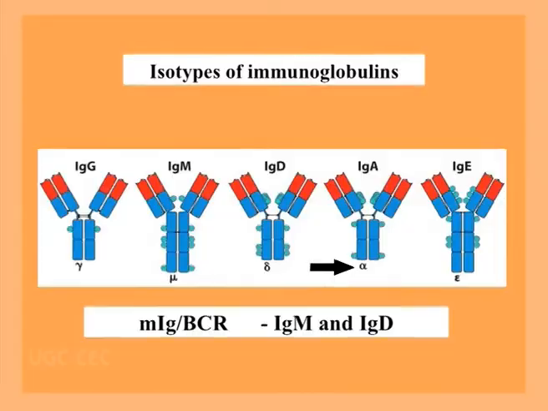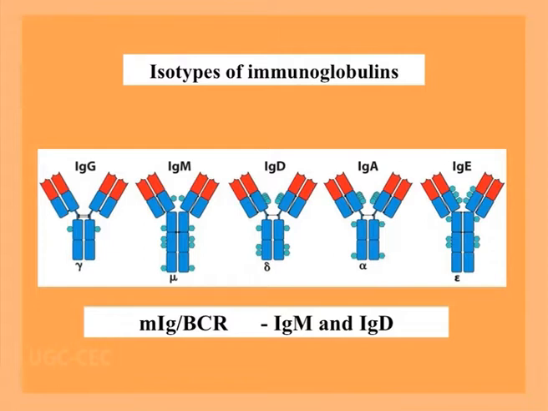Now, if the constant region sequence is alpha, then the immunoglobulin is called the IgA isotype. When the constant region sequence is mu, it is called IgM. When it is delta, it is called IgD. When the sequence is gamma, it is called IgG. Or when the sequence is epsilon, the isotype is called IgE.